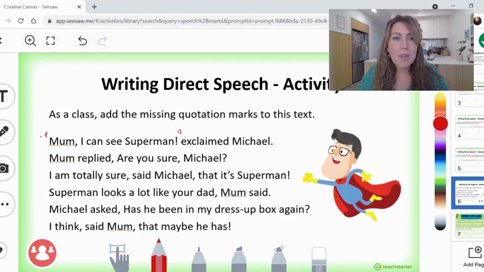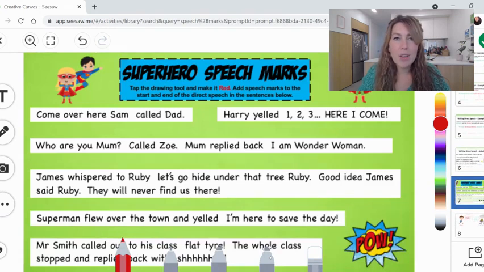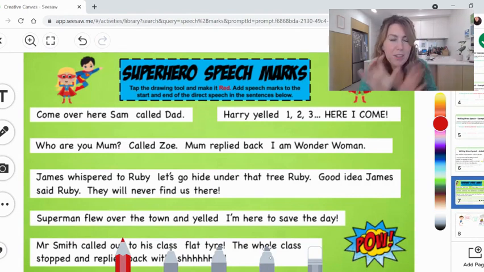Mum replied, "Are you sure, Michael?" So we add our speech marks, our quotation marks, at the beginning and the end of the direct speech. You can see that's the narrator telling us who is saying it, and then the direct speech is there. Once you've done this page, you can have another practice on this second page. Again, use red to add in the quotation marks, making sure that you don't add the narrator's voice in with the direct speech.